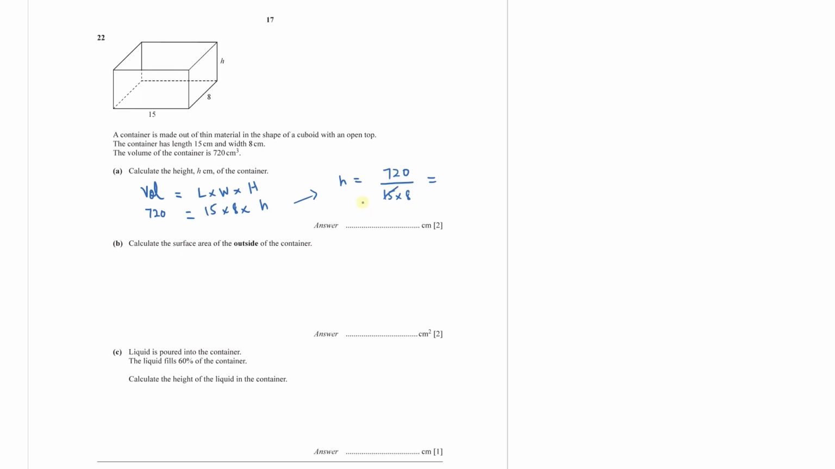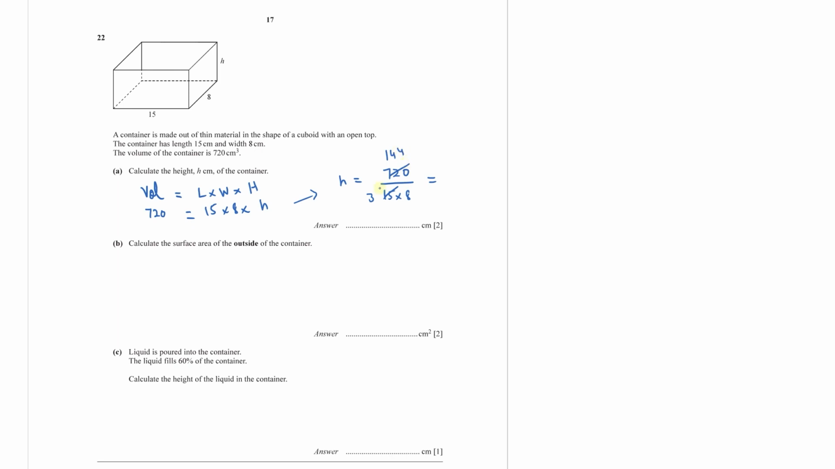I can divide by 5. 5 threes are 15, 5 ones are 5, 5 fours are 20, and then 2. Let me make sure I get that right. Oh, sorry, this should be 4. I did the division wrong here. So this is actually 4.